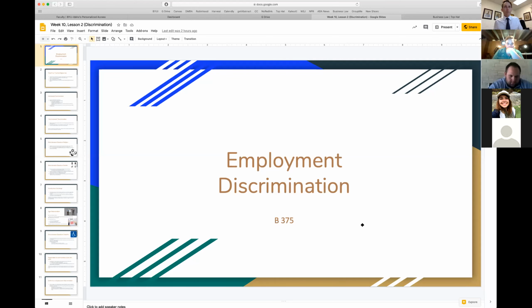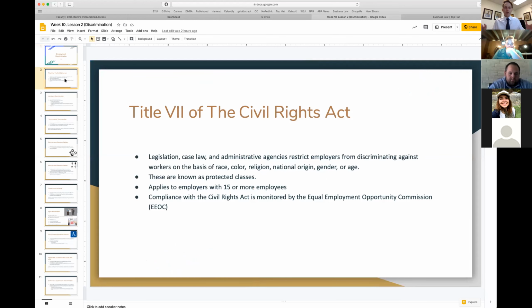And we'll begin with our lecture on employment discrimination. As you saw in the reading, the most important laws dealing with discrimination in the US, it's really Title VII of the Civil Rights Act. So now we've talked about the Civil Rights Act before, the Civil Rights Act of 1964. Included within that are provisions barring or making illegal discrimination in the private workplace.